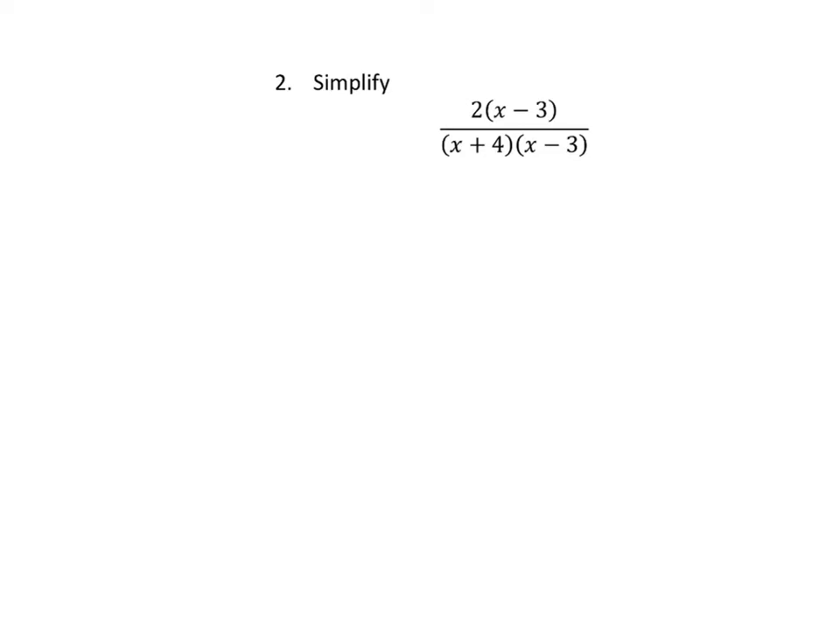When we have expressions that are already in factored form, we can just look to see what common factors we have in the top and the bottom. So in this example, we see that there is an x minus 3 in the numerator and an x minus 3 in the denominator. So those will cancel and simplify out, leaving us with 2 over x plus 4.